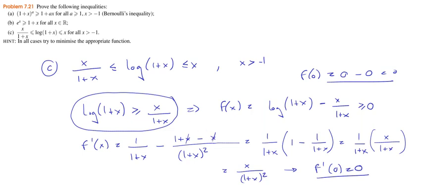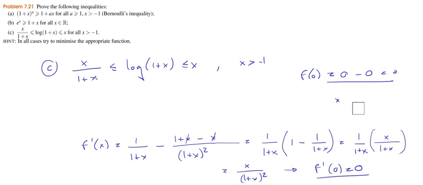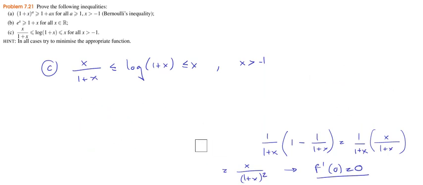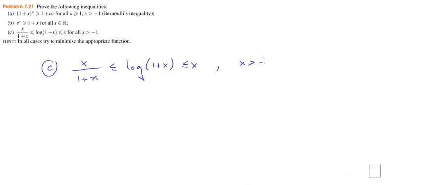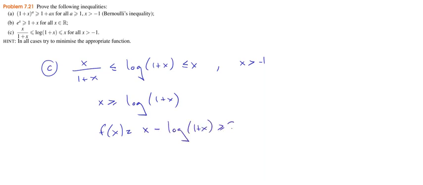Okay, let's go for the other one. So we have that x is greater or equal than the logarithm of 1 plus x. Then we have our function f is going to be x minus the logarithm of 1 plus x, greater or equal than 0. Right? Now we differentiate this function. We have 1 minus 1 divided by 1 plus x, which is the same as 1 plus x minus 1 over 1 plus x. In other words, x divided by 1 plus x.